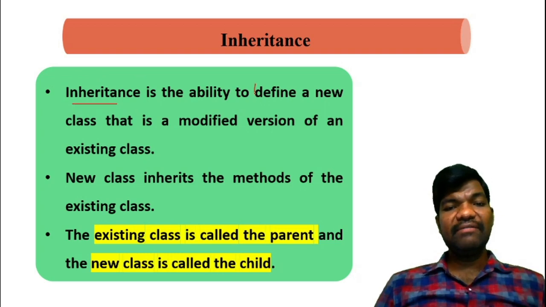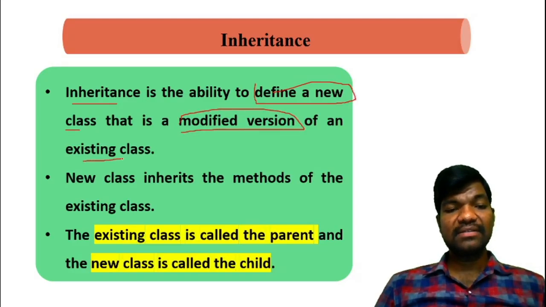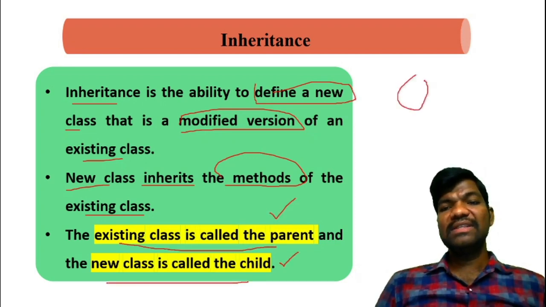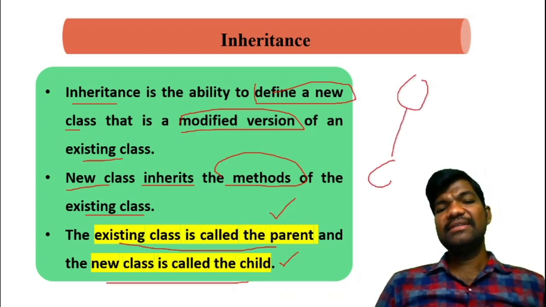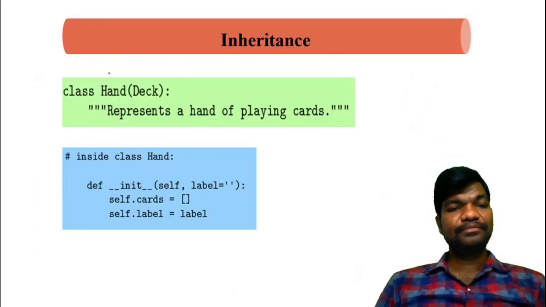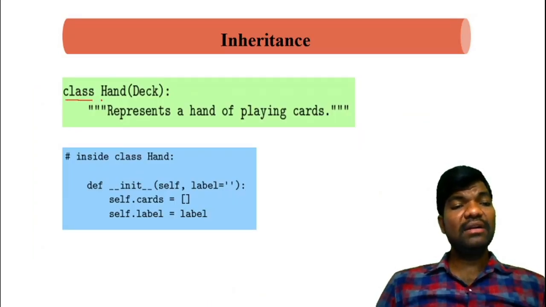Inheritance is the ability to define a new class that is a modified version of an existing class. The new class inherits the methods from the existing class. The existing class is called the parent, and the new class is called the child. So the parent class is inherited by the child classes, right? So that is inheritance. Here we create one class, Hand.